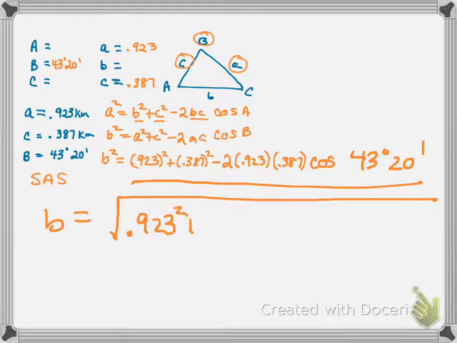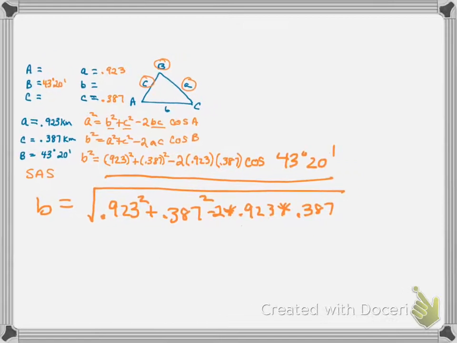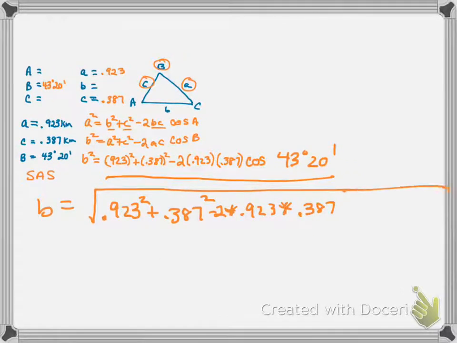0.923 squared plus 0.387 squared minus 2 times 0.923 times 0.387 times, see, this is a long one to write out, times the cosine of 43 degrees 20 minutes.